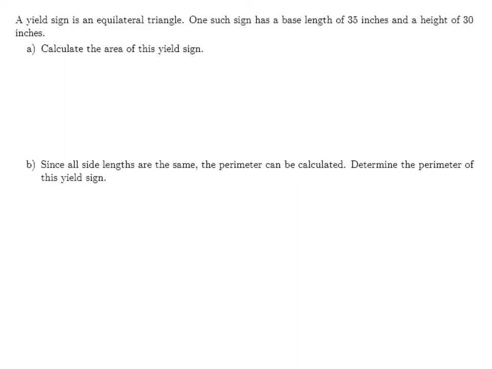This problem involves a yield sign, which is a traffic sign in the shape of an equilateral triangle. We're told that one such sign has a base length of 35 inches and a height of 30 inches. So, to start, we'll draw a picture of an equilateral triangle and label both the side lengths and the height.